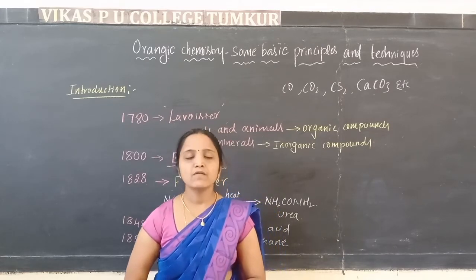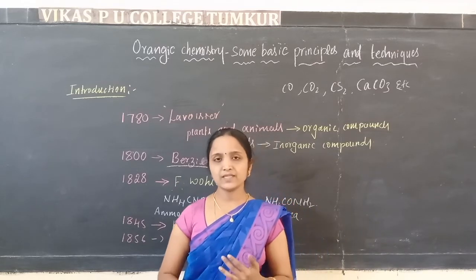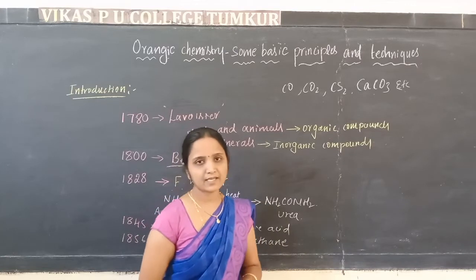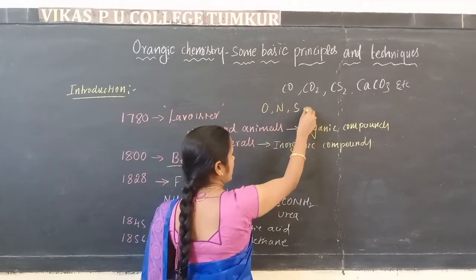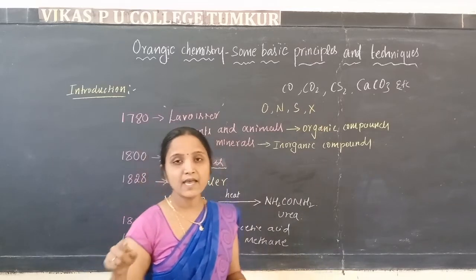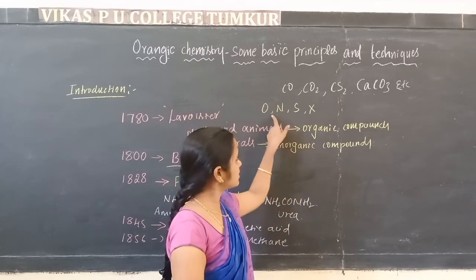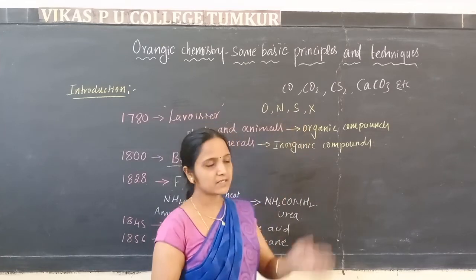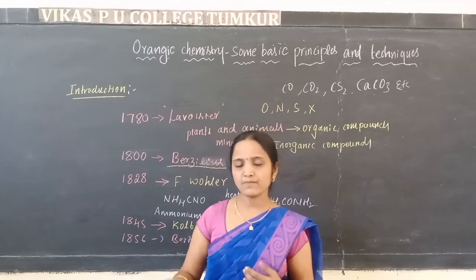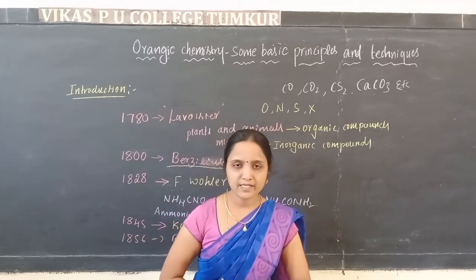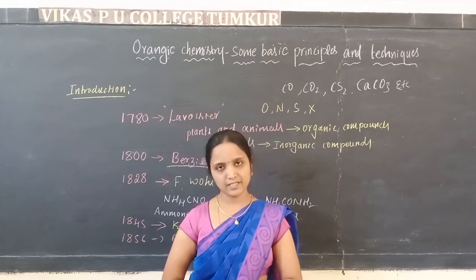Why derivatives? Because most organic compounds, along with carbon and hydrogen, contain other elements like oxygen, nitrogen, sulfur, halogens. X is nothing but halogen, which includes chlorine, iodine, bromine. Carbon also forms bonds with these elements, oxygen, nitrogen, halogens and phosphorus. That is why the organic chemistry definition is: a branch of chemistry which deals with the hydrocarbons and its derivatives.